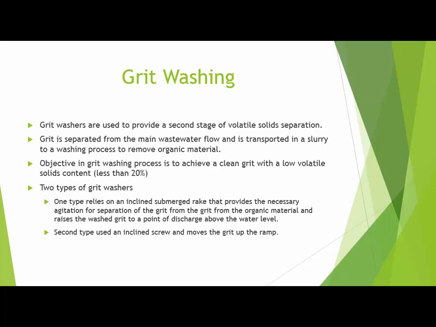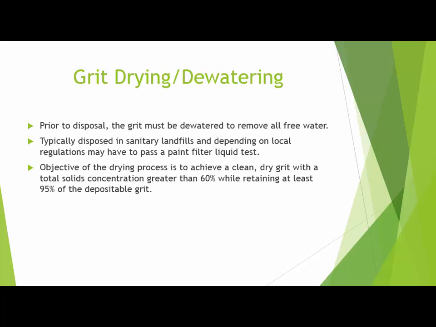There are two types of grit washers. One relies on an inclined submerged rake that provides the necessary irrigation for separation of the grit from the organic material, and raises the washed grit to a point of discharge above the water level. The second type just uses an inclined screw and moves the grit up the ramp, and then it will go to the drying / dewatering phase.